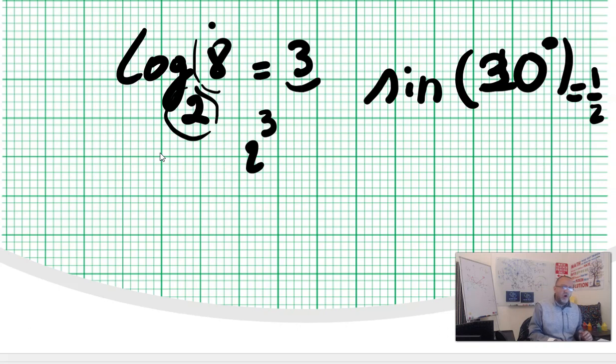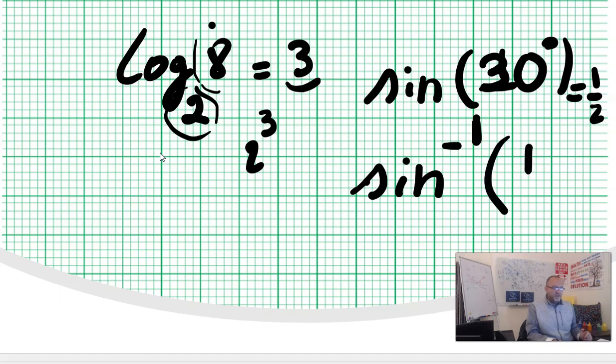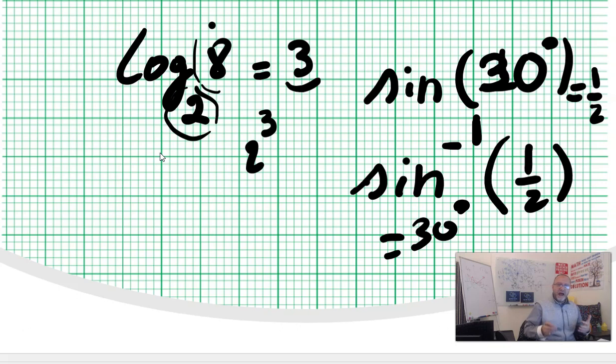So if I'm going to spit out the angle instead of the ratio, the same way I do with the log, I write it like this in math: sine minus 1 of the half equals 30 degrees. That means it's the inverse, the function that spits out the inverse of what we started with. We started with 30 degrees to get this ratio of a half. If we start with the ratio of the half, we spit back the 30 degrees.